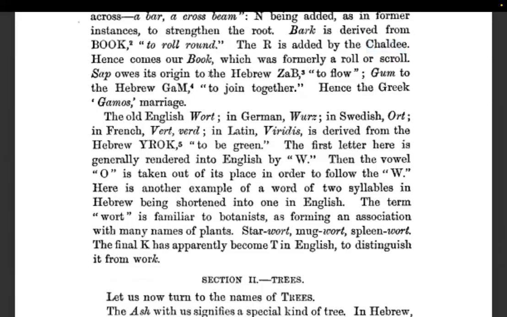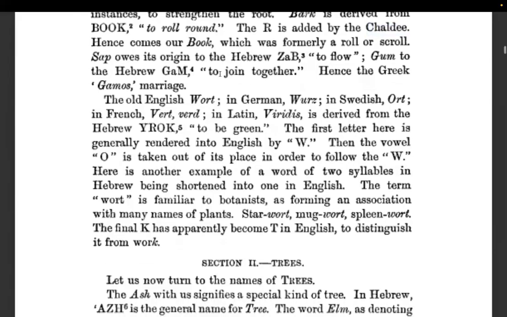Sap owes its origin to the Hebrew zab, to flow, and that would be zayin bet or tsadi bet, one of the two, probably zayin bet. Gum, from the Hebrew gam, gimel mem, to join together. Hence the Greek gamos is marriage.